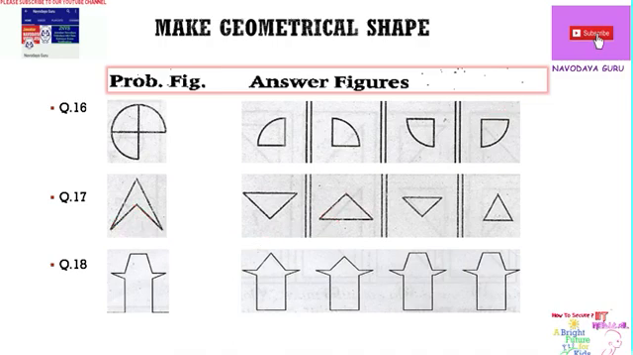Let's go to question number 18. If we put a border, we can make a particular shape which is resembling option 1.